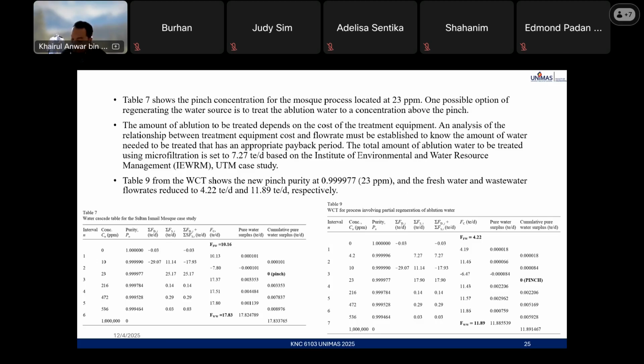Let's say 17.9. So we treated the 25.17 for S2 and S3, ablution plus wash machine. That one is at 23 ppm, but the treated is only 7.27, based on the capability of the microfiltration. How do they know? They refer to this case study by IWRM.